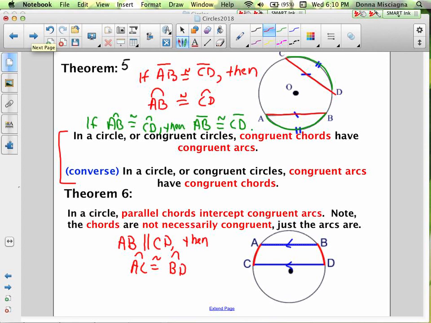This is the last part of Theorem 5, and then we'll look at Theorem 6. By the way, they're only numbered just so that I can list them in your notes. Those numbers don't mean anything. So if we have congruent chords, they have congruent arcs. If the arcs are congruent, then the chords are congruent, right? So you can go either way. So if we have a problem and we have the chords marked congruent, just know that those arcs have to be marked congruent as well. So for instance, if this arc here was 52 degrees, then this arc here has to be 52 degrees because the chords are congruent.